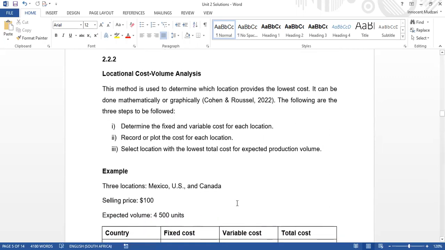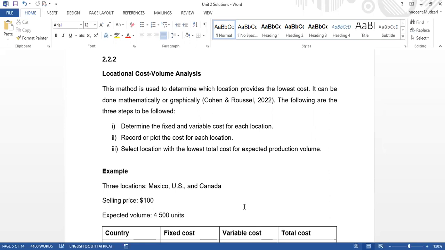Right, example, let's see how we can use the locational cost volume analysis. We have 3 locations that have been given, the 3 possible locations for final consideration.